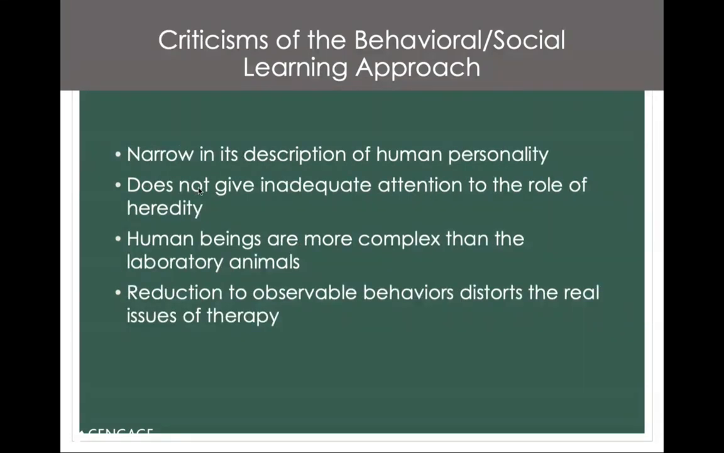Criticisms are that it's narrow in its description of human personality. As you can tell, it limits the complexity of human nature. It says, bring me a human and I can train him just with reinforcements. But that's not completely true, because human beings have internal states of mind. Even if hard science may not want to measure those because they're not overtly seen, they are still part of us and they do require our attention. Again, human beings are more complex than lab animals, so you cannot really simplify them as behaviorism does. That's one of the criticisms.